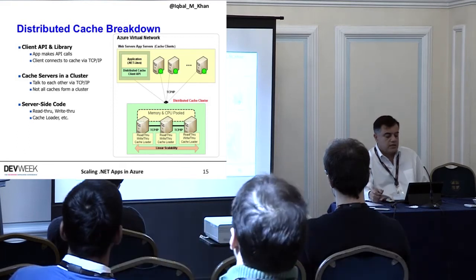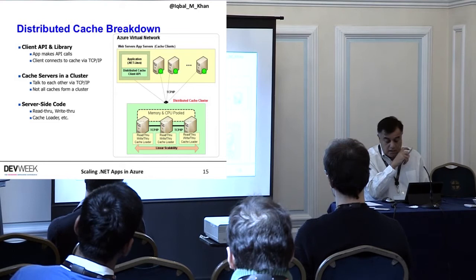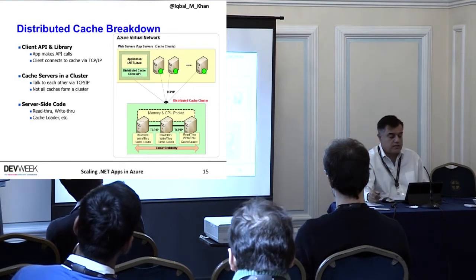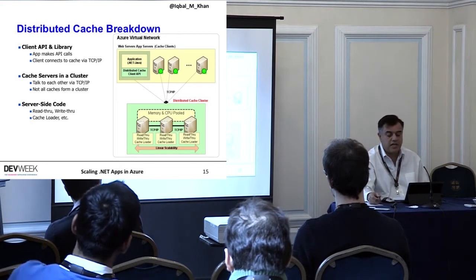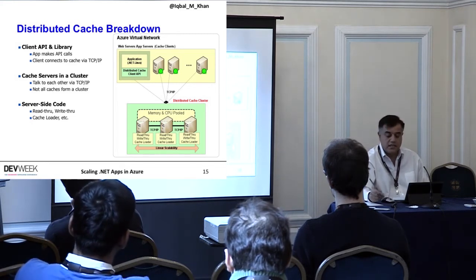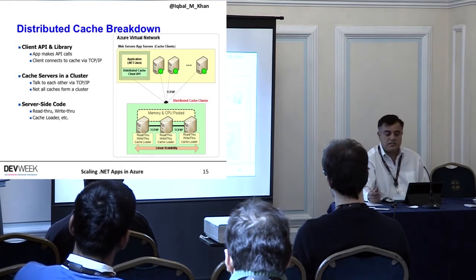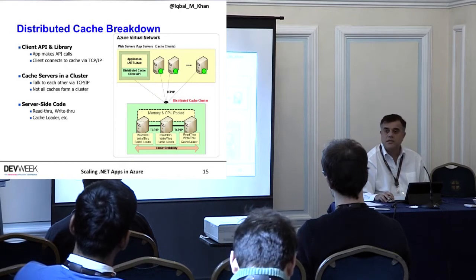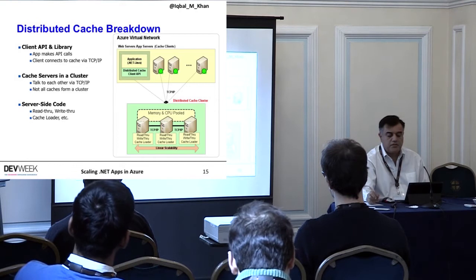Okay. Before I address those four aspects, let's see what the different components of a distributed cache are as software packaging. There's a client API and library. Most distributed caches have an API that you write to. It's a pretty simple API, and I'll show you this API.